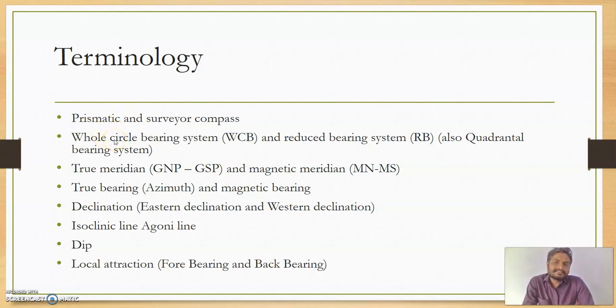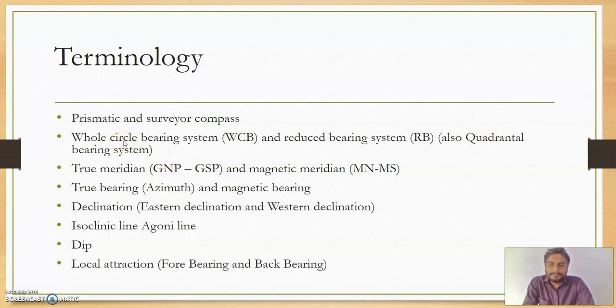Whole circle bearing system and reduced bearing system. These two systems are used to note down the reading in compass survey. WCB, whole circle bearing system, is adopted in prismatic compass. Reduced bearing system is adopted in surveyor compass. Sometimes the reduced bearing system is also known as quadrantal bearing system.